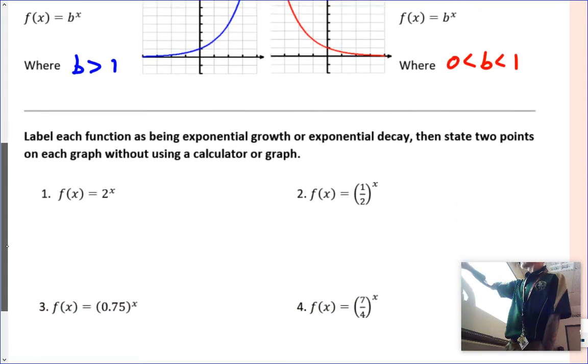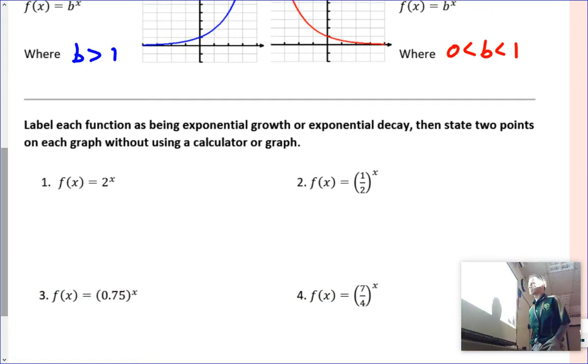So the first thing I want you to do is just pause the video real fast and look at these 4 questions and just identify them as a growth or decay function just based on the value of the base. And we'll come back together in just about 5 seconds and run through those.